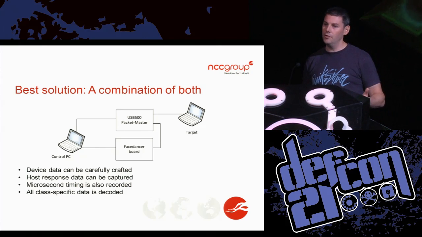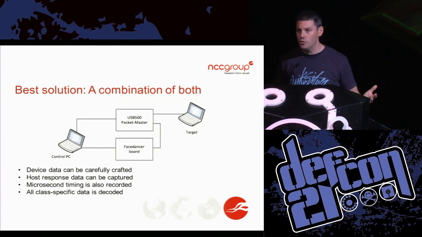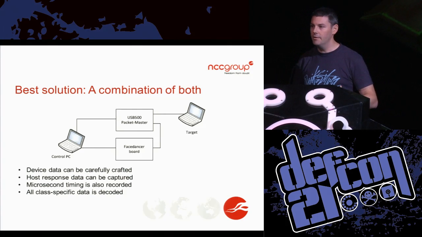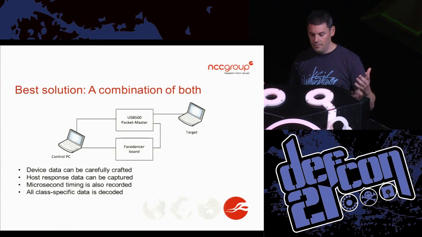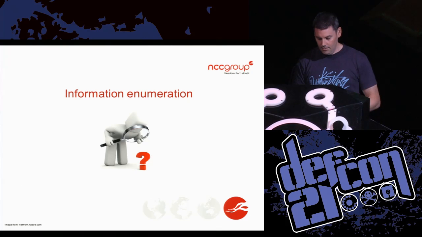The ultimate solution, in order to do everything that I'm talking about, is to use both. So basically you're generating the traffic using the Facedancer board, because you've got absolute full control over the device that you're emulating. So you can send any packets you like. And you can use the Packet Master or any other appliance to capture the traffic coming back and do all the class decodes for you. Also, the Packet Master has microsecond timing, which can potentially be useful, as we'll talk about in a minute.